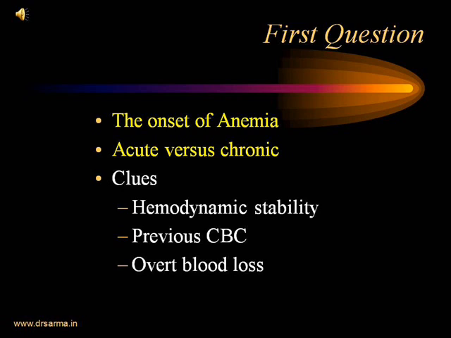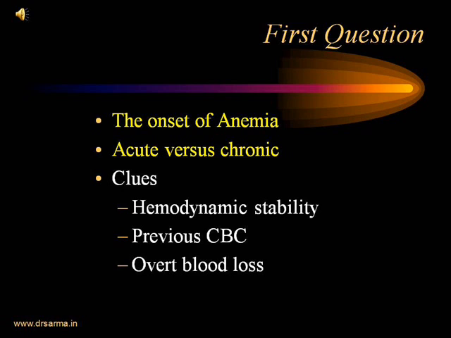When we have a patient of anemia, the first question that should occur to our mind is: is this anemia of acute origin, or is it a chronic ongoing process in the patient? This depends upon the onset of anemia. The clues to differentiate an acute anemia from a chronic anemia are the hemodynamic stability. In an acute anemia, the patient is not hemodynamically stable. He may be in shock. His hematocrit will be very, very low.